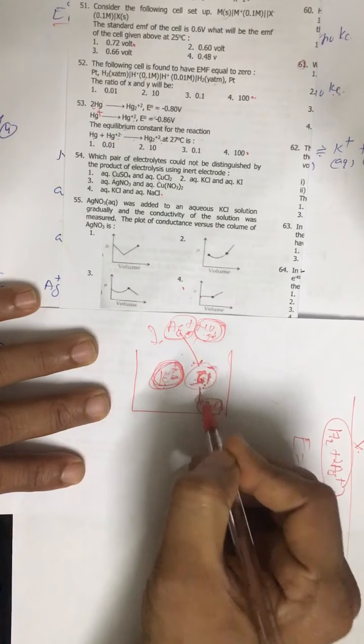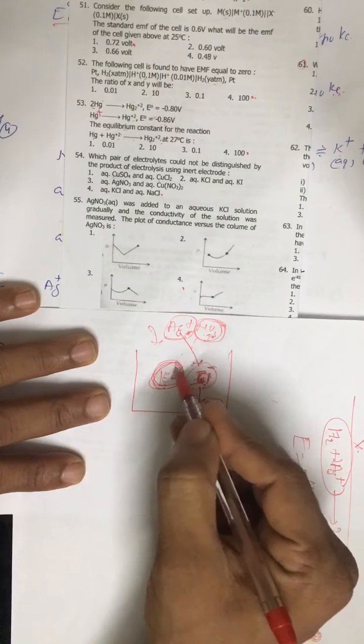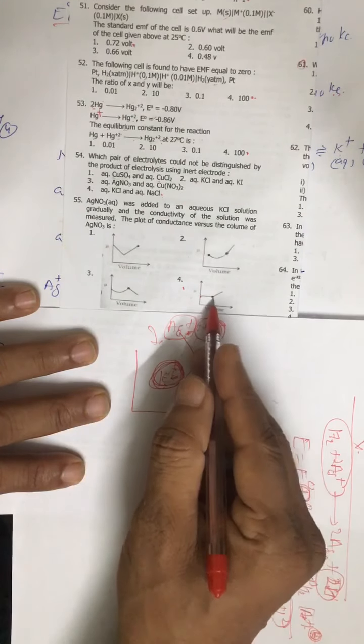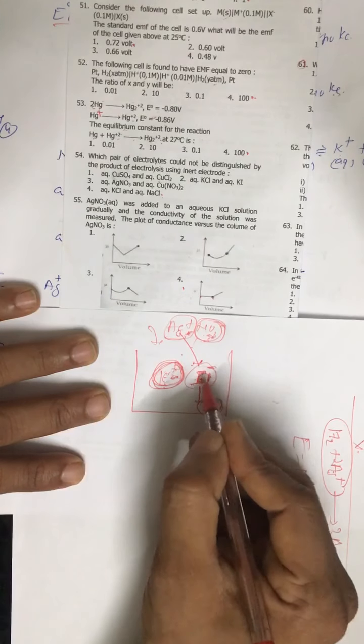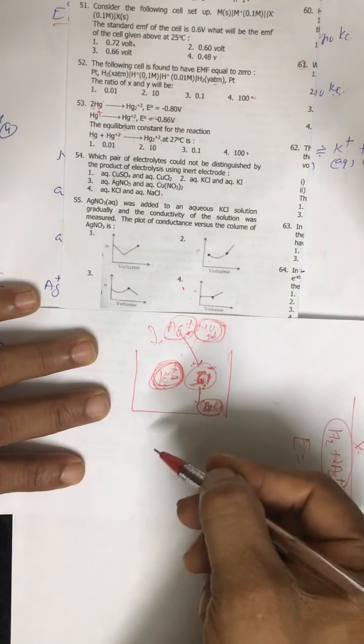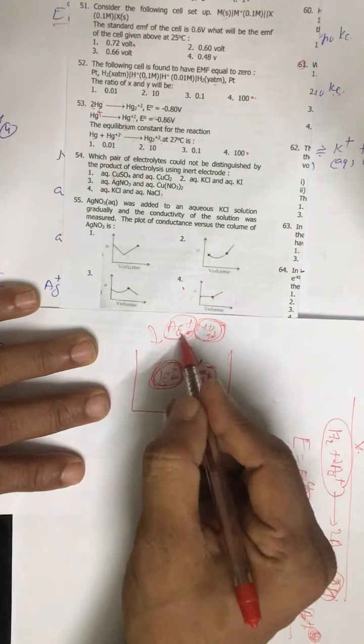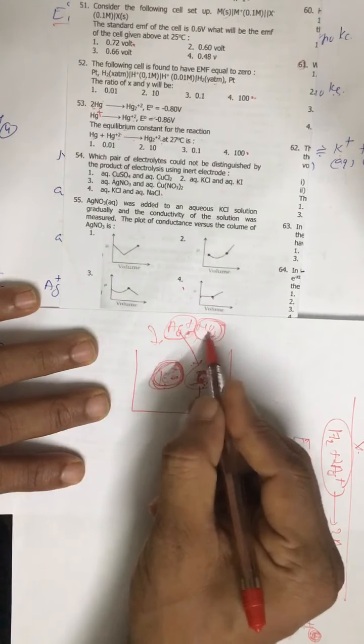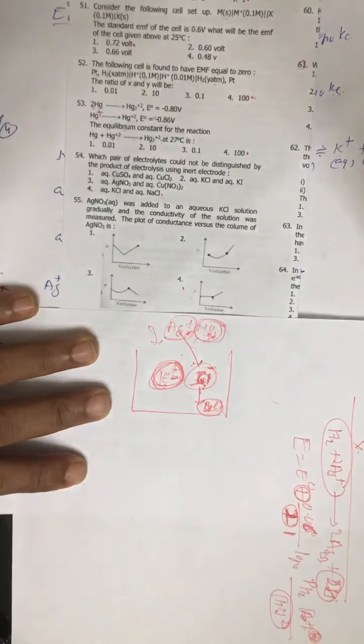Ag positive is also consumed, so we are getting only NO3 negative till this point. Once the halide is consumed completely, when additional AgNO3 is added, due to these two ions the conductance will increase.